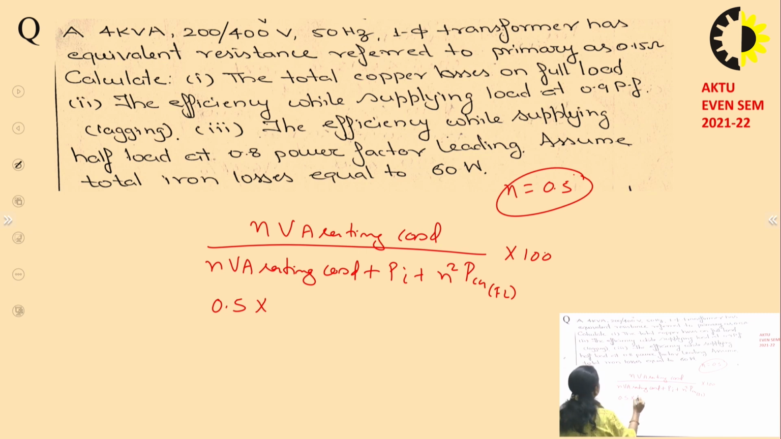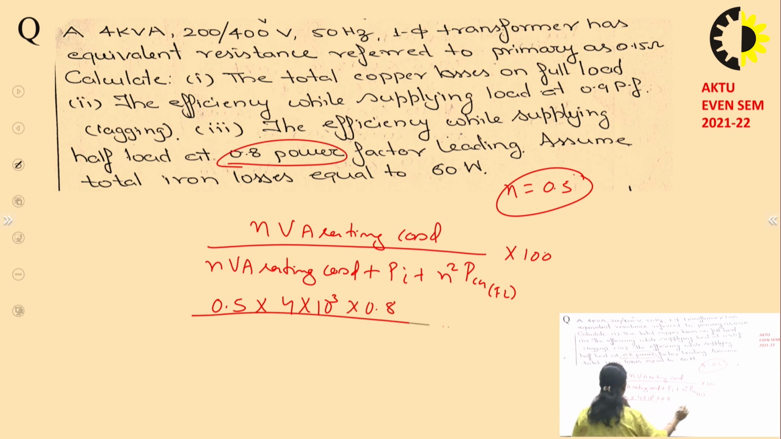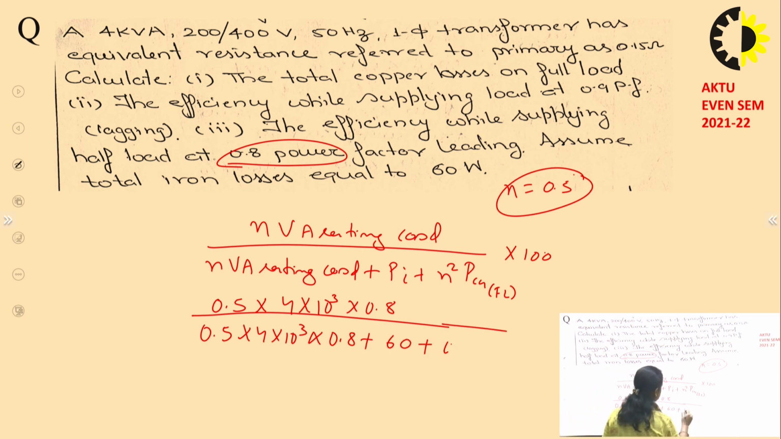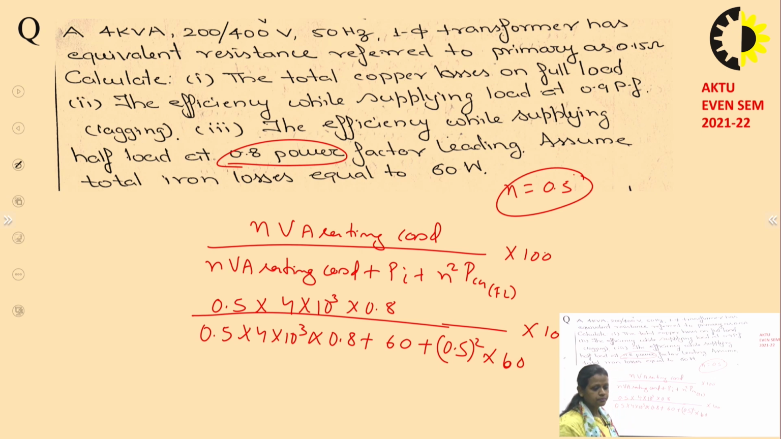The VA rating is 4 into 10 power 3. What is the cos phi in this case? Cos phi is 0.8, right? So 0.5 into 4 into 10 power 3 into 0.8, divided by 0.5 into 4 into 10 power 3 into 0.8 plus the RL loss, which is 60, plus 0.5 square into 60, into 100, right? So this is how you can find the efficiency at half load, right?